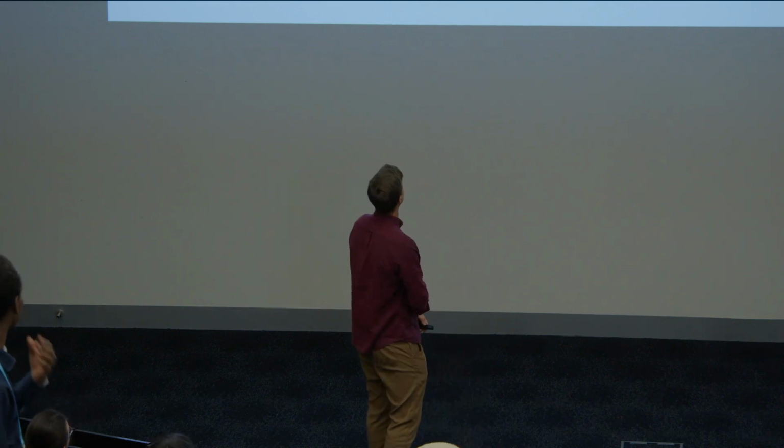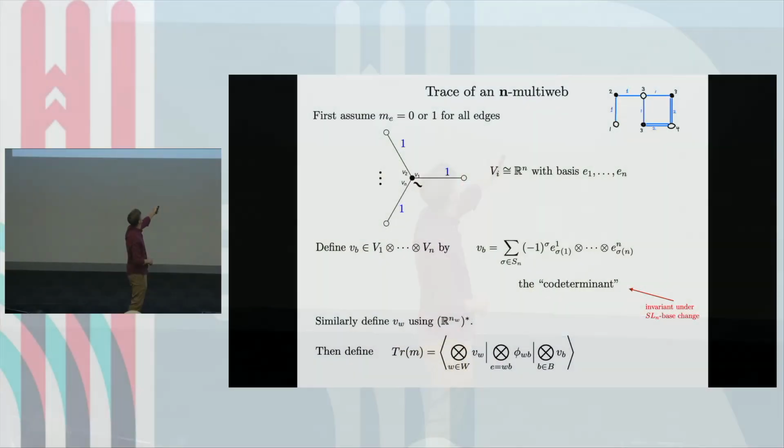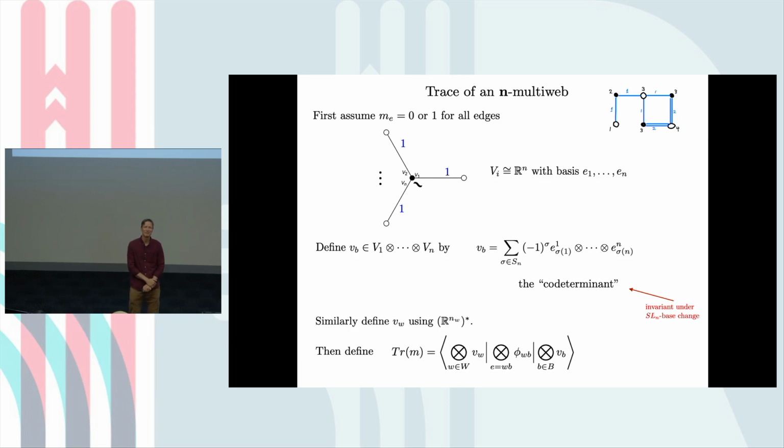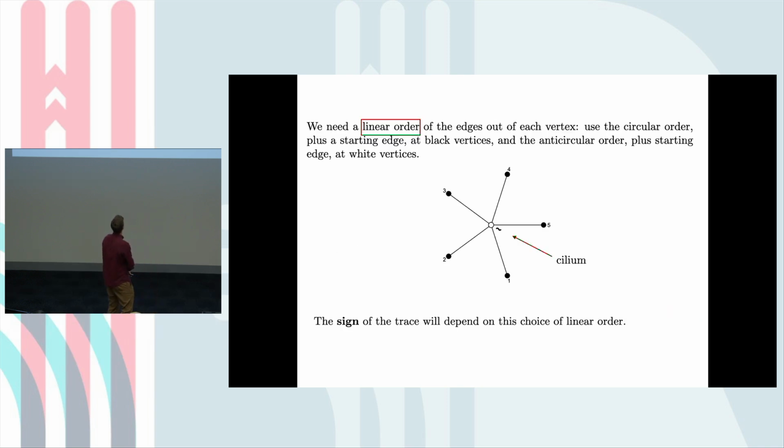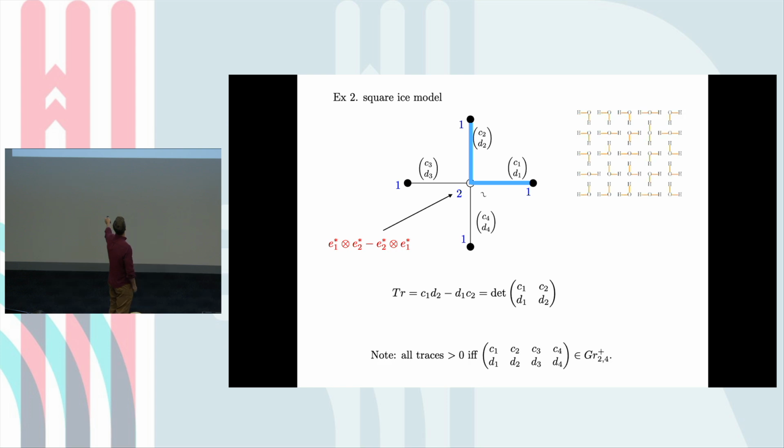In your square ice model, the codeterminant that you obtained was a skew object or a skew tensor. Is that generic, or was that an accident? No, the codeterminant is always the maximally anti-symmetrizer. Sorry, where's that? Yeah, it's that one. So if you go to the next slide. Yeah, this one here. So this particular example, it's skew, and you're saying that's always the case. It's always the case, yes. Yes, thank you.